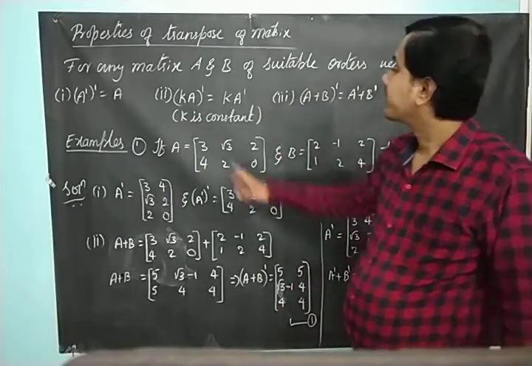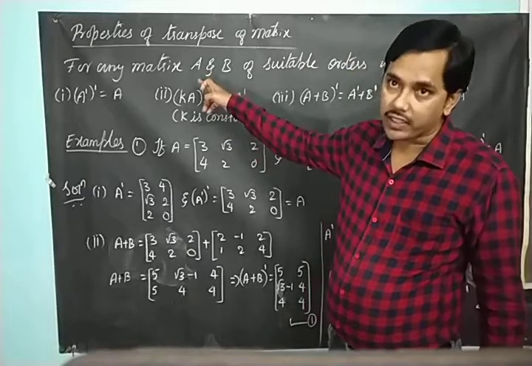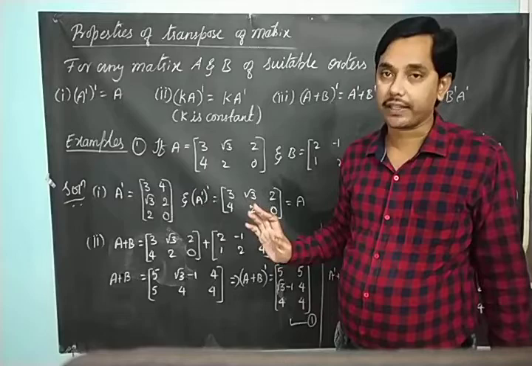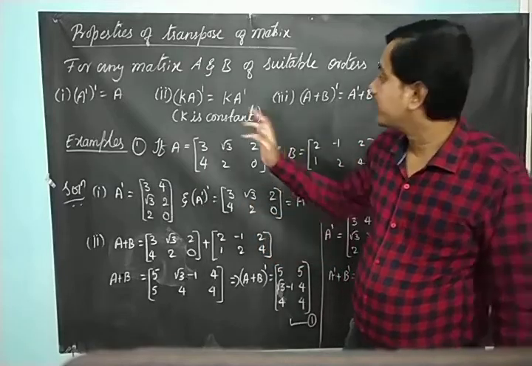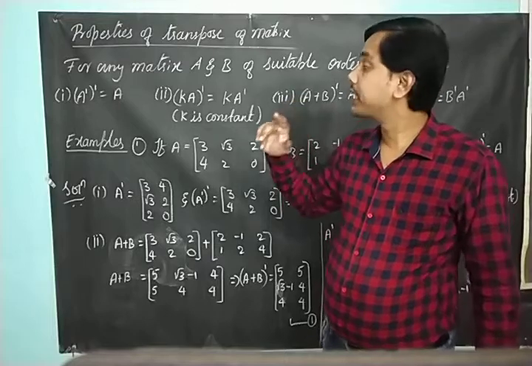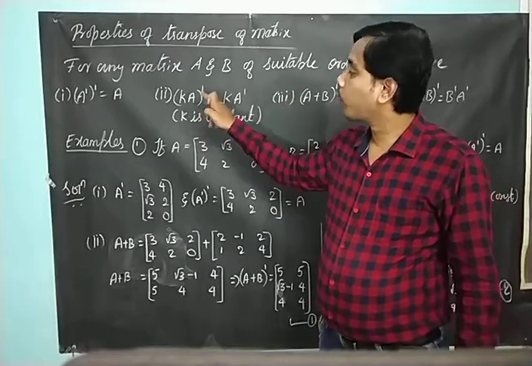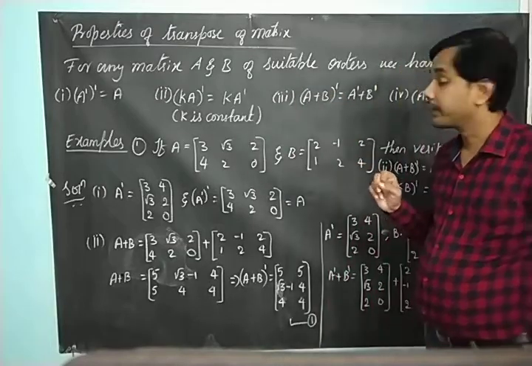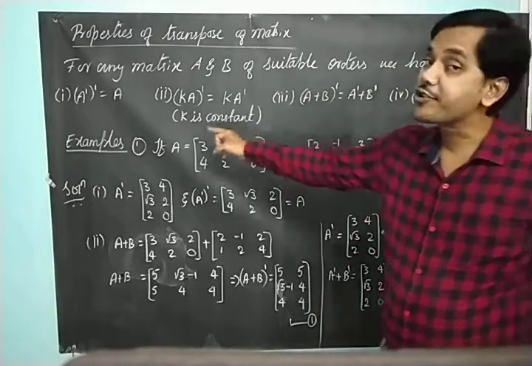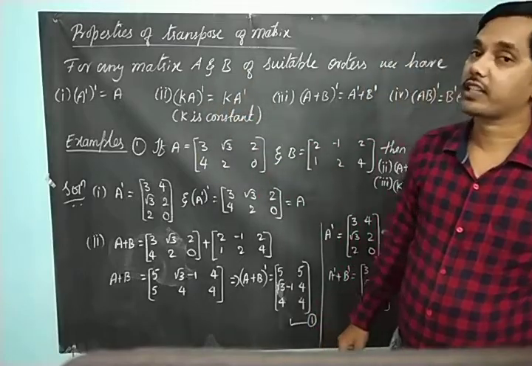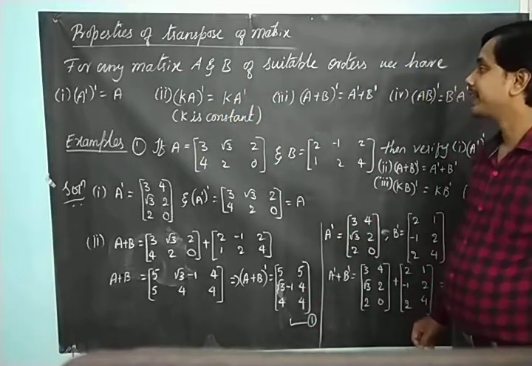Second one is K into A whole transpose is equal to K into A transpose, where K is a constant here, right? When K is a constant, this is nothing but scalar multiplication. K into A is scalar multiplication. So K into A whole transpose will be equal to K into A transpose, right? What is very important is K should be a constant. If K is a constant, then only K into A whole transpose will be equal to K into A transpose.